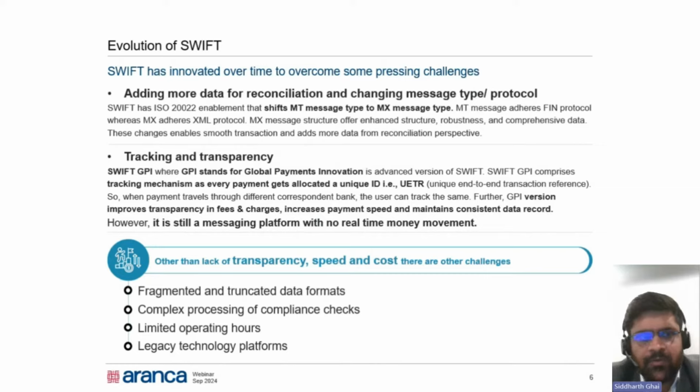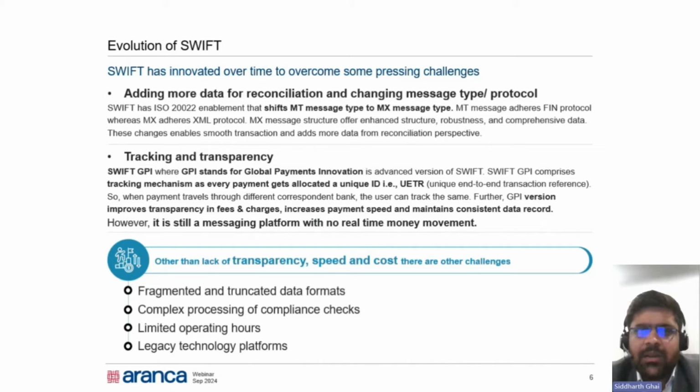There is also a concept of Swift GPI that has been added, wherein tracking and transparency can be done. So there is a unique ID associated with the Swift transaction that is known as UETR, unique end-to-end transaction reference. So this enables tracking and transparency within the Swift transaction. Any person who has sent money through a Swift wire transfer gets a UETR number, where the receiver as well as the person sending the money can track the payment in real time. So that is the evolution that has happened over time with Swift.